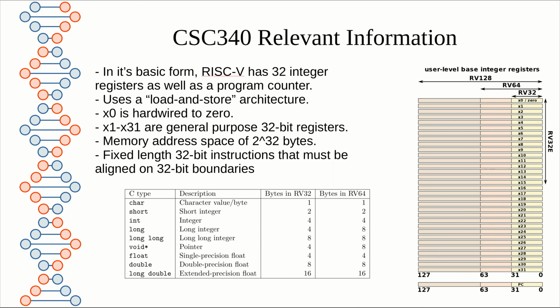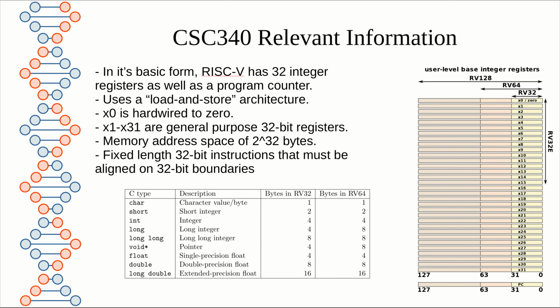So to the right, you can see an example of a RISC-V register. In its basic form, RISC-V has 32 integer registers as well as a program counter. It uses a load and store architecture, and what that means is that the ISA divides instructions into two categories: either memory access, which loads and stores between memory and registers, or ALU operations, which only occur between registers. This means that when an add operation happens, both operands and destination must be in the register.